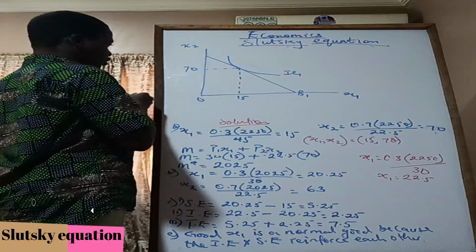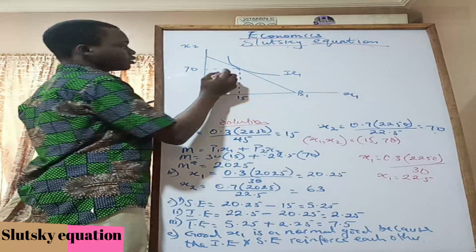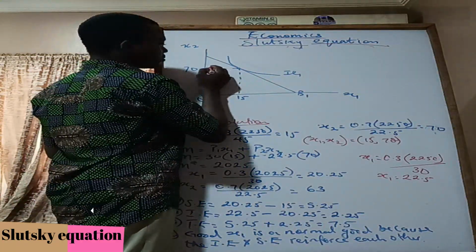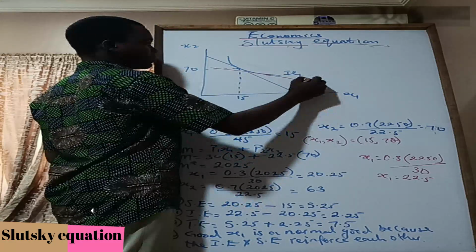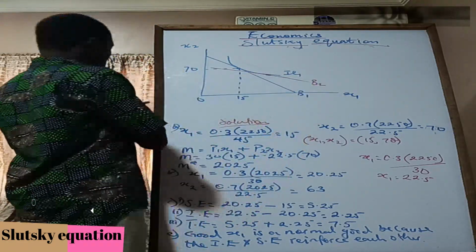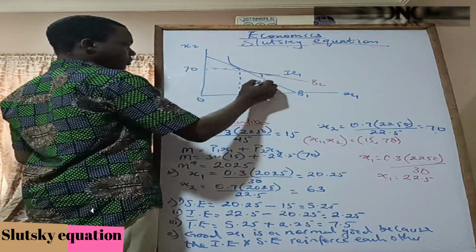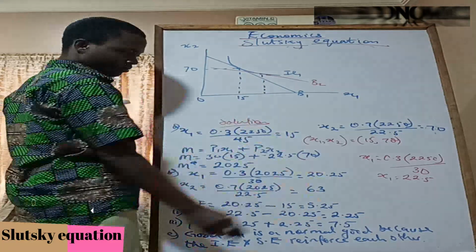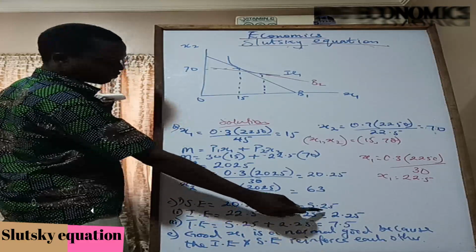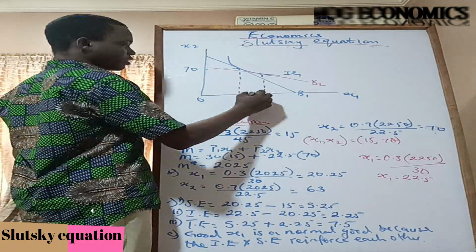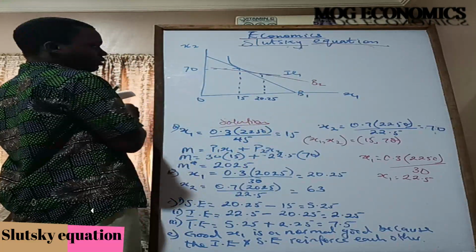Now, how do you indicate the substitution effect? You draw a new budget line that is also tangential to the indifference curve. So I'm going to draw something like this. So B2. Remember that the substitution effect was 5.25. So I add 5.25 to the initial 15. So I'm going to be getting 20.25. That's on B2.